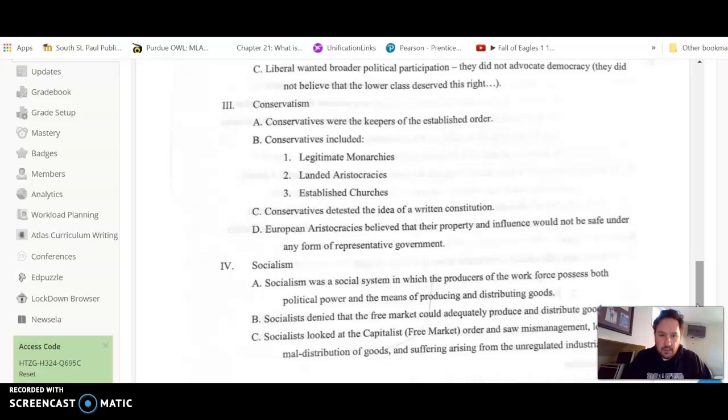So 19th century conservatism was an attempt to maintain the old order, the idea of the divine right theory. And that is exactly what they were trying to defend as all of these other things were happening to really challenge permanently that system.